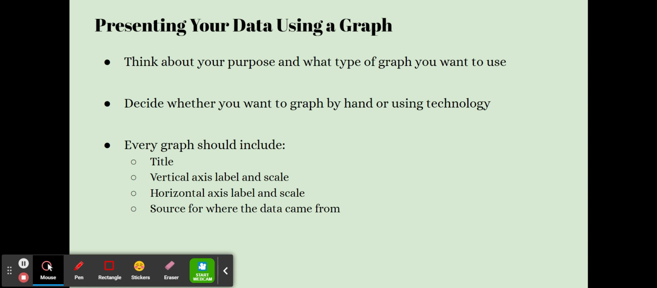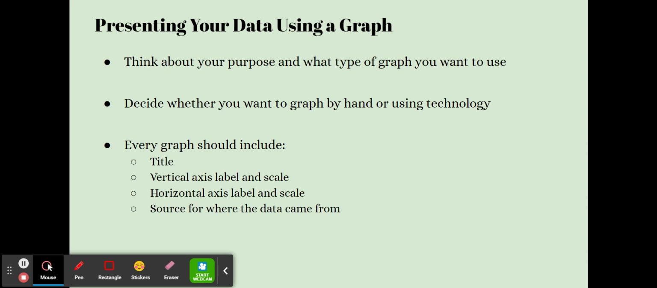When we are presenting our data using a graph, again, we want to think about the purpose and what type of graph we want to use. We also want to decide if we want to graph by hand or technology. We're going to give you some resources to show you how you can use Google Sheets or Excel to make graphs. It's super easy and super fast. It would be my recommendation. But if you prefer to graph by hand, that is totally fine.